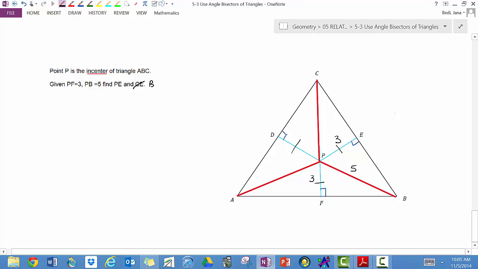And instead of saying find CE, let's say find BF. How would we find BF? Do you see a right triangle in there? I think I do. The right triangle is PFB. Apply the Pythagorean theorem, work it out, and I believe BF should be equal to 4 units. So make sure you work all the problems out so that you come to the answer that I have written over here.